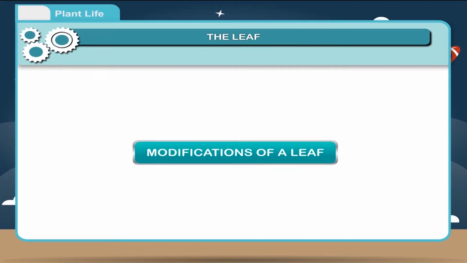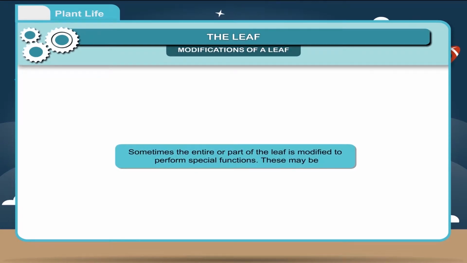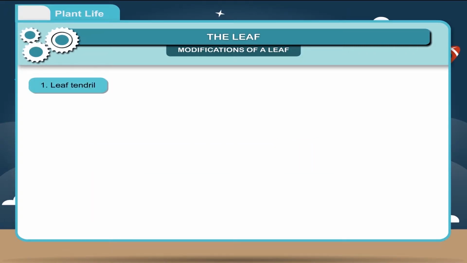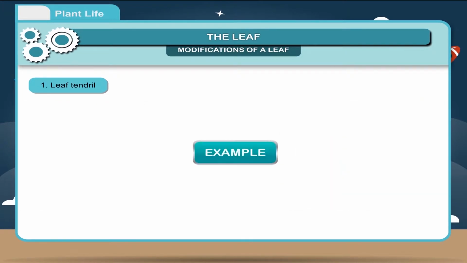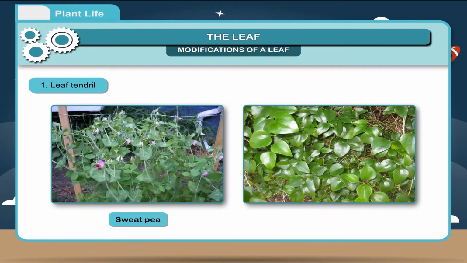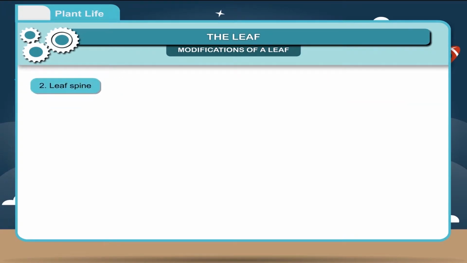Modifications of a leaf. Sometimes, the entire or part of the leaf is modified to perform special functions. These may be 1. Leaf tendril. In some weak-stemmed plants, the leaf is modified into a tendril, which helps the plant in climbing. Example, sweet pea, smilax.